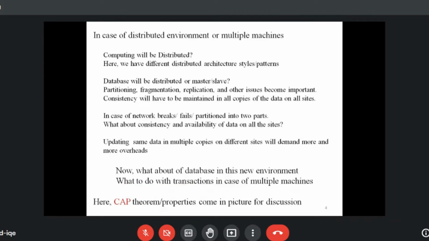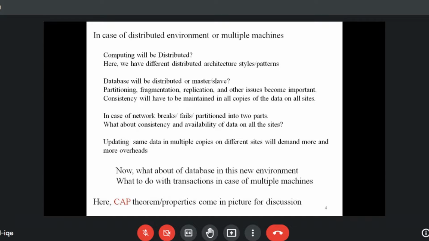That becomes important. So here I read first: in case of a distributed environment or multiple machines, computing will be distributed. That means computing is being carried out on several machines instead of a single machine. Here we have different distributed architecture or style patterns. Now these machines are distributed, but how are they arranged? What is the architecture? What kind of connectivity do they have? There can be several possibilities, so they have different architectural patterns.